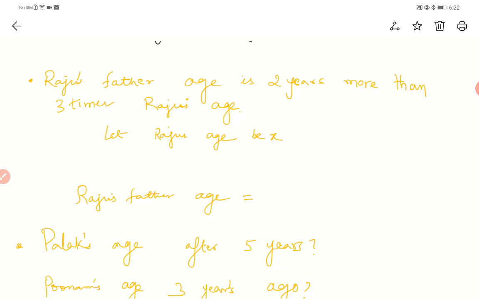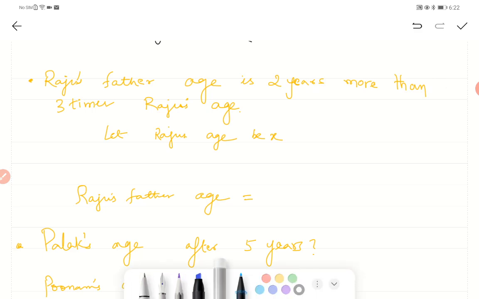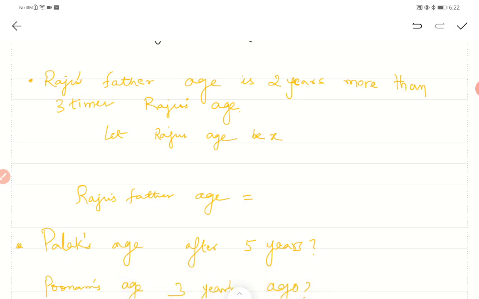So look at this. Raju's father's age is 2 years more than 3 times Raju's age. Now here, what is given first, understand the question. The age of Raju's father is 2 years more than 3 times of Raju's age. First, Raju's father's age is dependent on Raju's age. So I will take, let Raju's age be x.